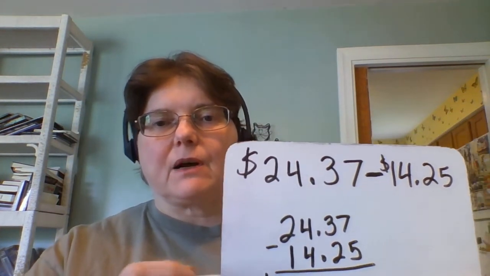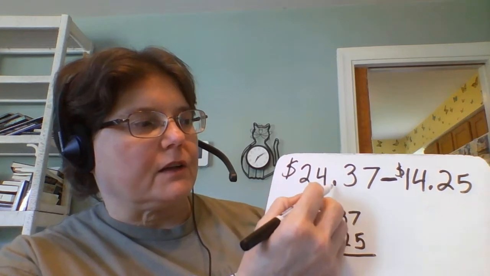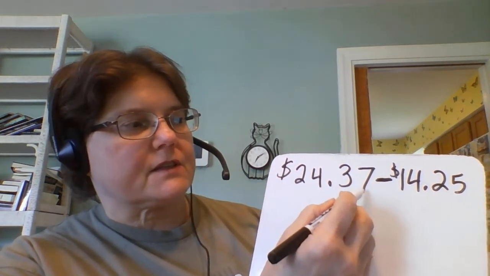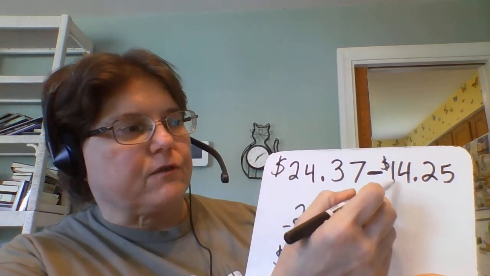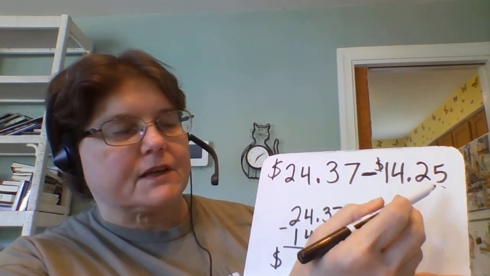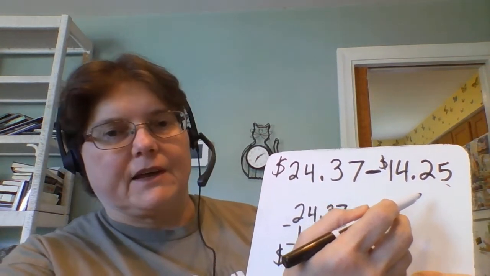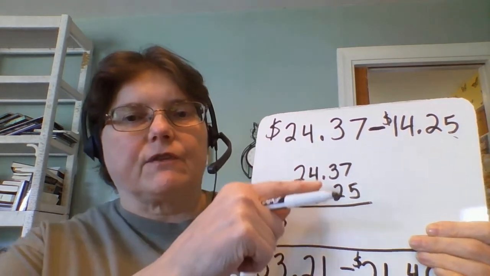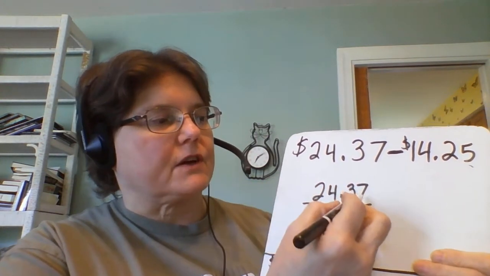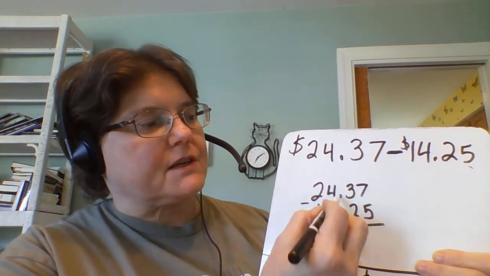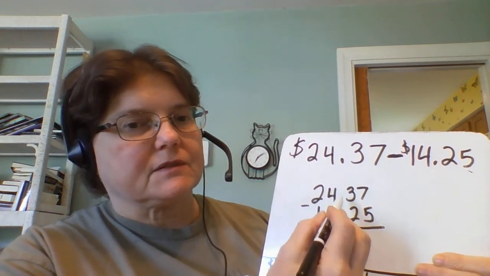So if I had the problem $24.37 minus $14.25, how would I solve that? I would write it vertically on top of each other, making sure that my decimal points lined up. And then I would subtract.